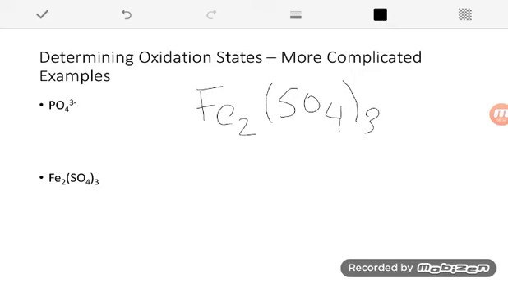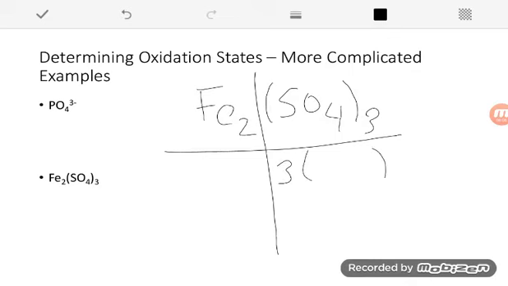First, we can look at it and say, okay, I need to separate iron and sulfate. So I'm going to do a little bit of a T-chart here. Now I'm going to have to look at sulfate closer later, but this will get me started. I'm going to do the same thing I've been doing. I have 3 sulfates. I have 2 irons.